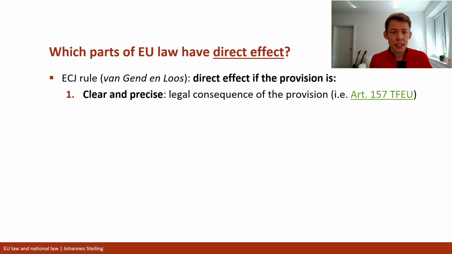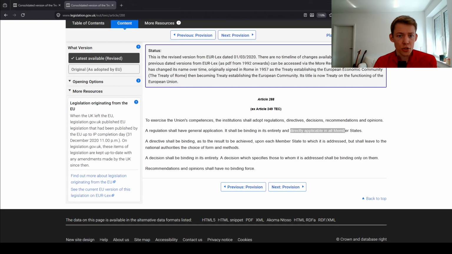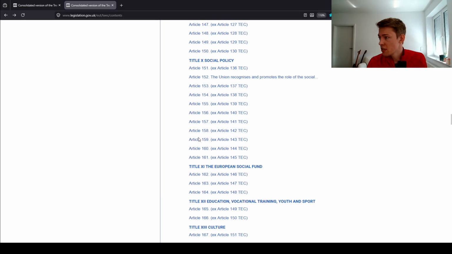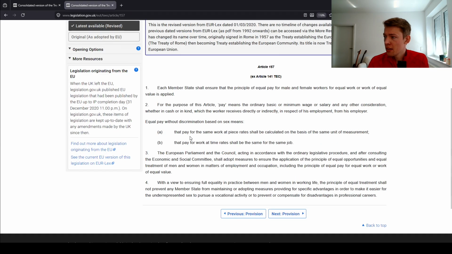One example of a primary law provision which the ECJ has held has direct effect is Article 157 TFEU, and I'll show this to you in a second. This basically says each member state shall ensure that the principle of equal pay for male and female workers for equal work is applied. And then it defines what pay means, and what a wage is, and a salary, and stuff like that.